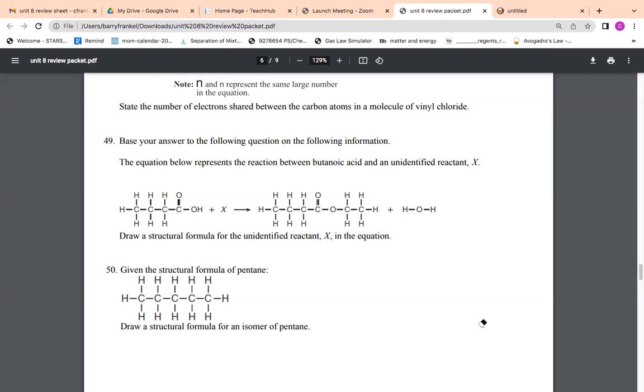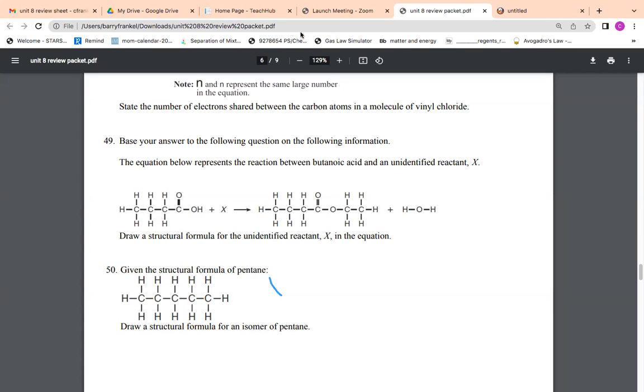Okay, so number 50. We are given the structural formula of pentane, and they're asking us to draw a structural formula for one of its isomers. Okay, pentane has two, so I'm going to draw both, because the one that you came up with might be a little bit different.